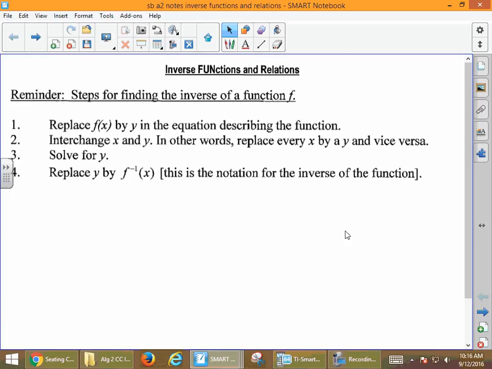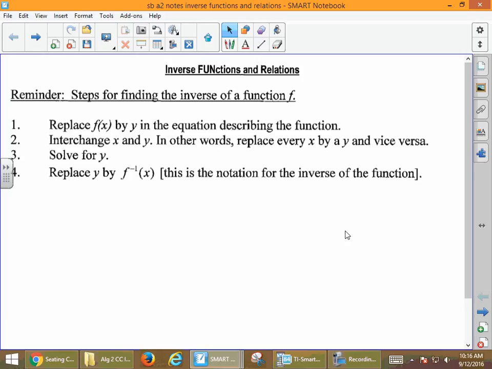Step 2, we're going to interchange x and y. We talked about how we reverse x and y. Interchange is another word for that. In other words, replace every x by a y and every y by an x. They switch places. Our third step is to solve for y.